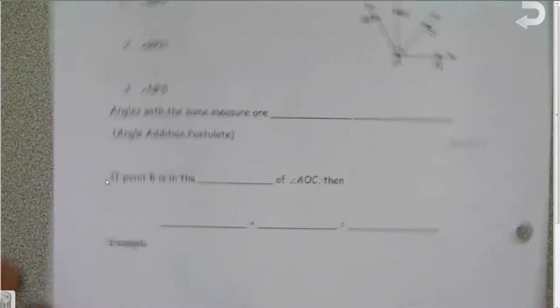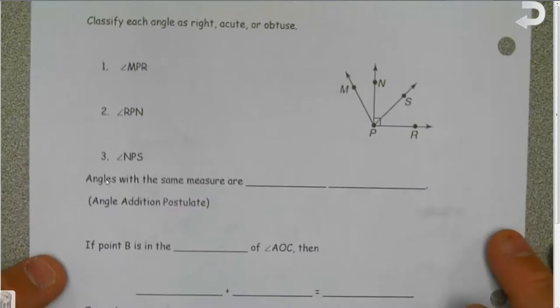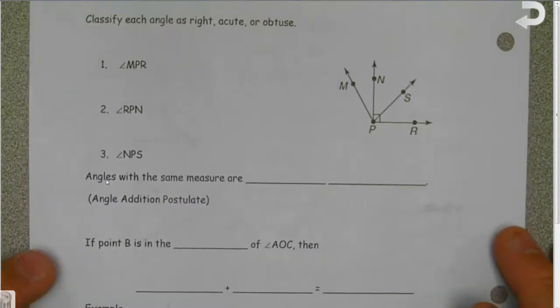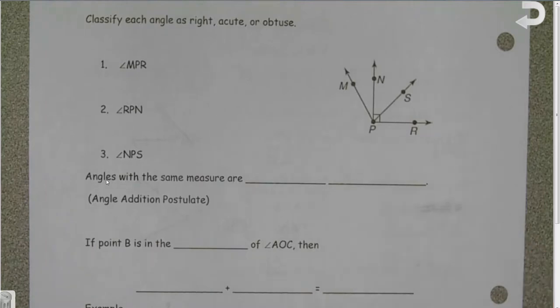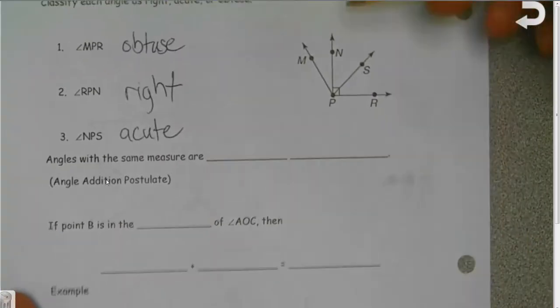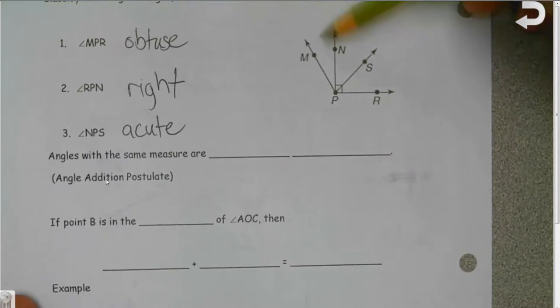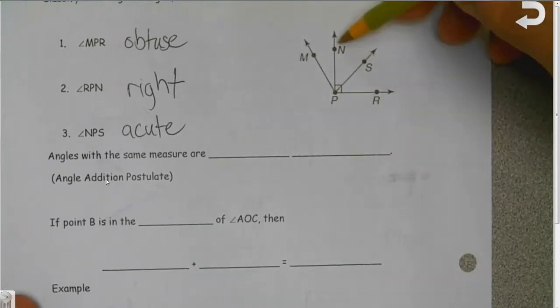So take a real quick second, pause the video, find these three angles and classify them as right, acute, or obtuse. Okay, so hopefully that was pretty easy. NPR is obtuse, RPN is right, and NPS is acute.